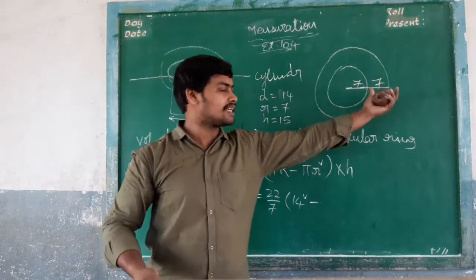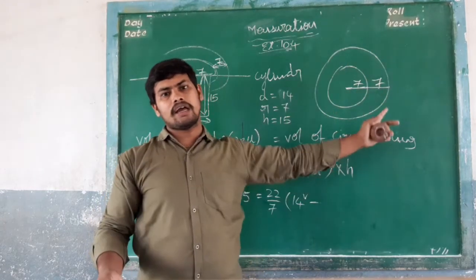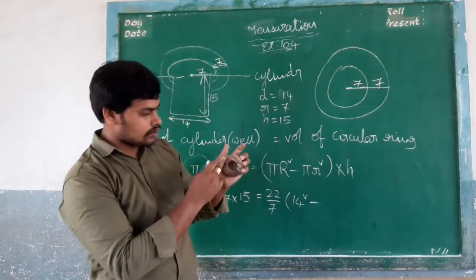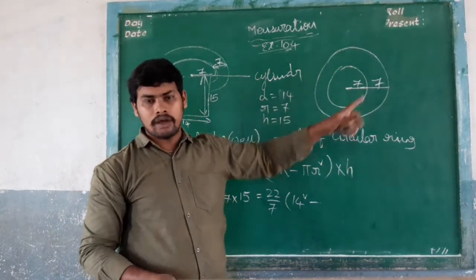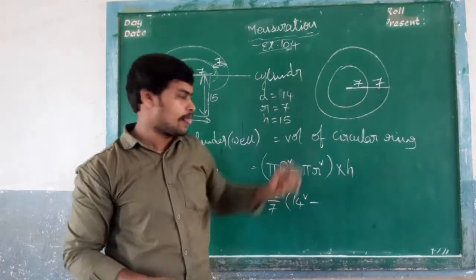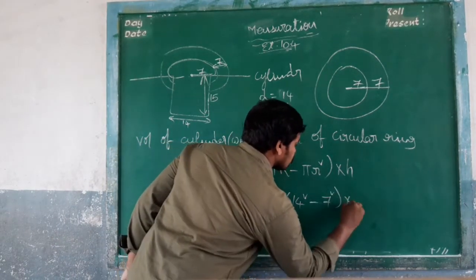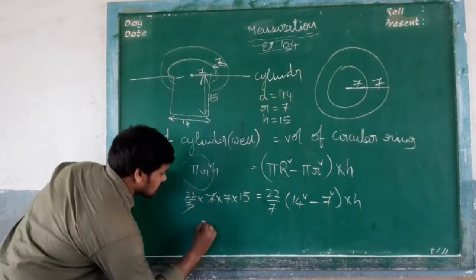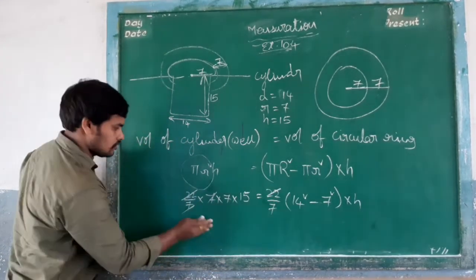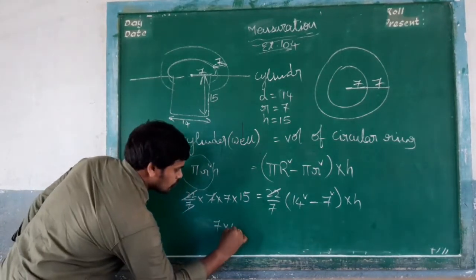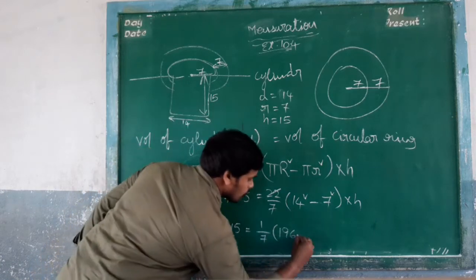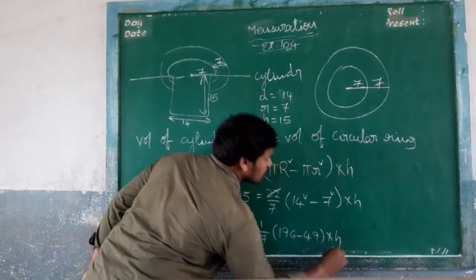Radius of internal well plus thickness becomes the radius of the external circle. So 14 square minus the smaller one, which is 7 square. Obviously, whenever you see the well, it is in this shape from the top face. That equals 7 square into h. 7 times 22, again 22 is cancelled. 7 into 15 equals 1/7 times 14 square, 196, minus 7 square, 49, into h.